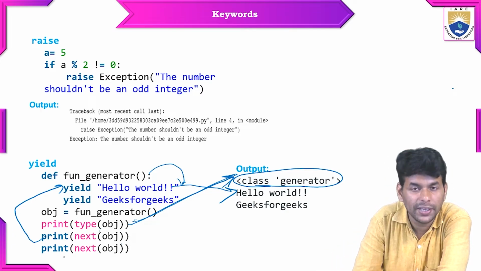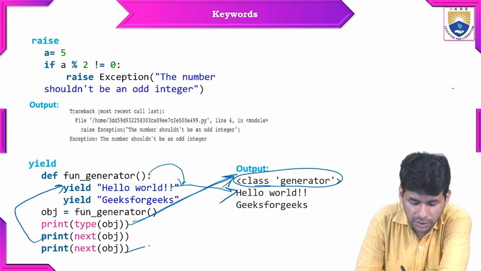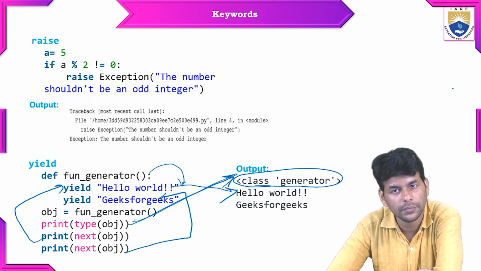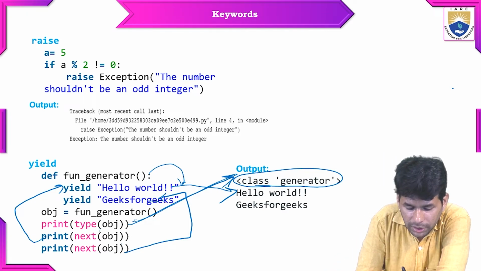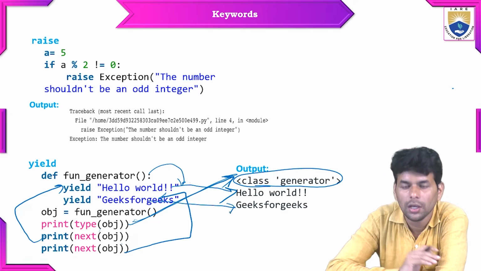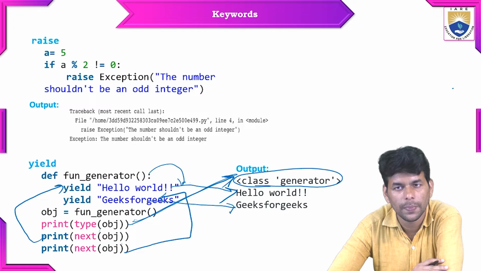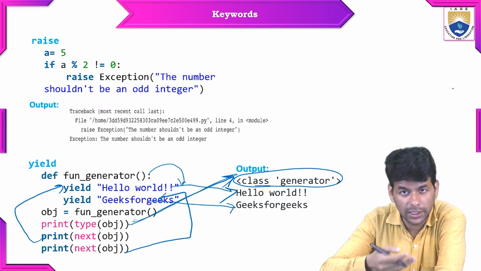Then again I'm having one more statement in my program, that is nothing but print next of object. This print next of object will go to this particular statement. From there, it will return the value to this output onto the screen. Okay, once again I am giving the clarification.